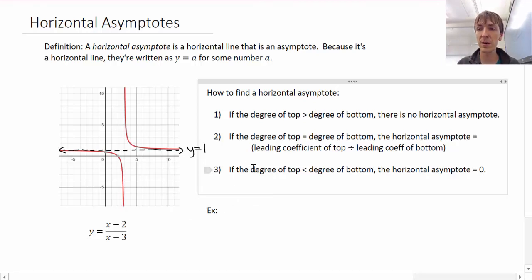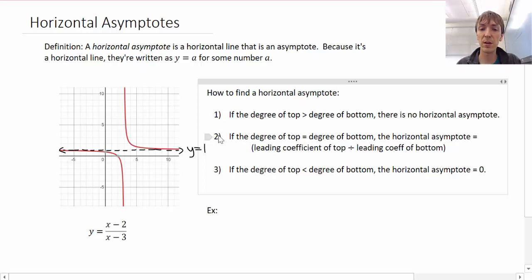Let's do this particular example first, and then, like I said, we'll get to 2 more examples on the next slide. So what am I looking for? I'm looking at both the top and bottom, in particular the degree. So what's the highest power of x on the top? Well, it's 1, because this x is really x to the 1. And the highest power below is also 1. So that means the degree of the top and the bottom are equal. So now I'm in number 2.